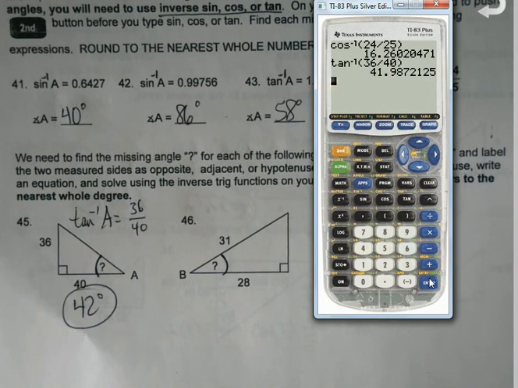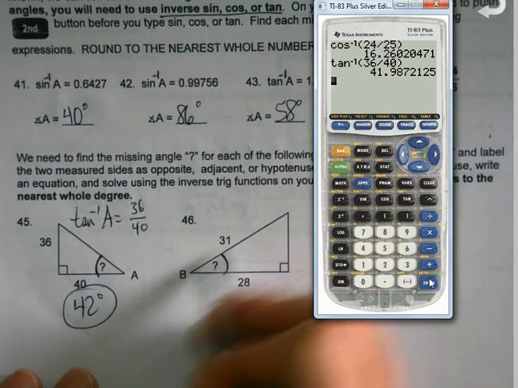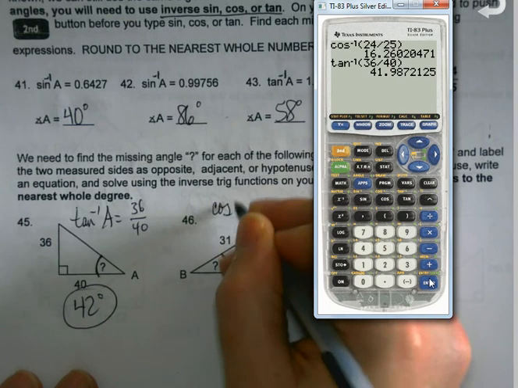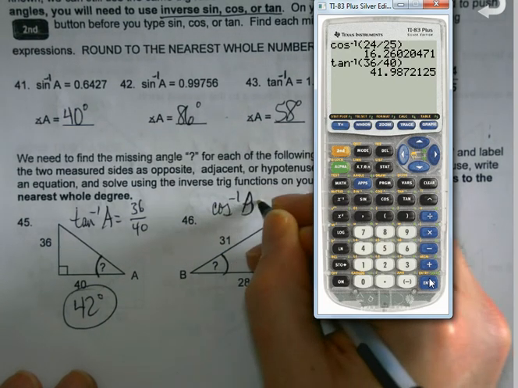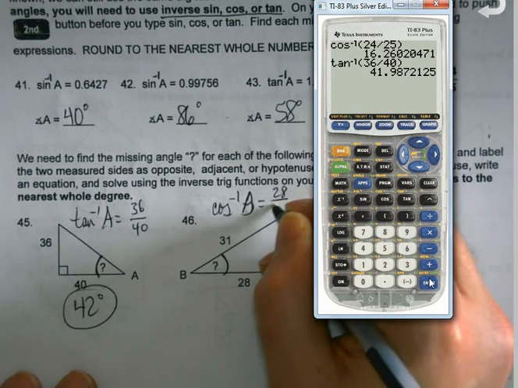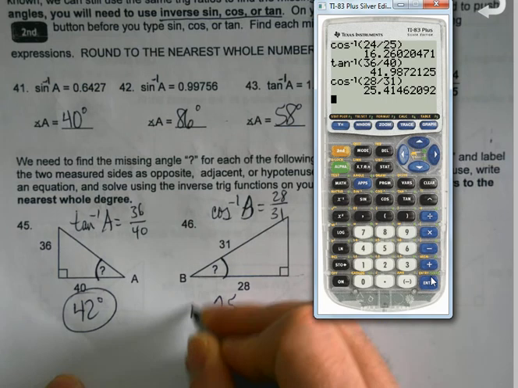But always look for those sides first. Adjacent, hypotenuse. I'm going to be doing cosine. Except it's B. Adjacent over hypotenuse. Get my inverse. Go to the nearest whole degree.